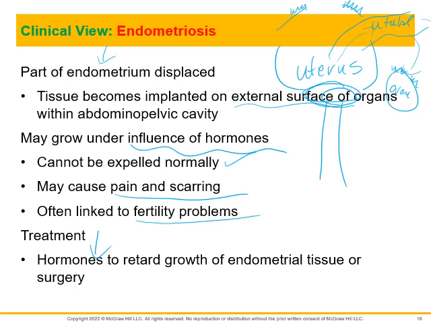And we can treat with hormones like birth control pills to try to lessen the growth of endometrial tissue to begin with. You can also do surgery where they can do laparoscopic, go in and burn off the areas, the excess areas of endometrial tissue.